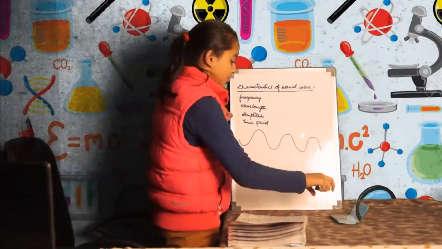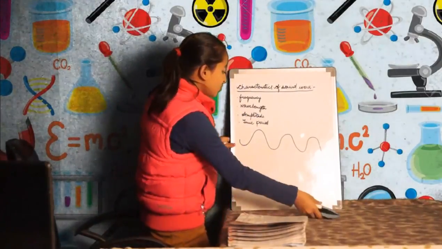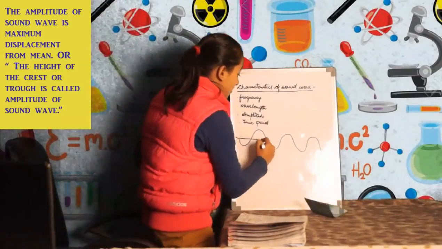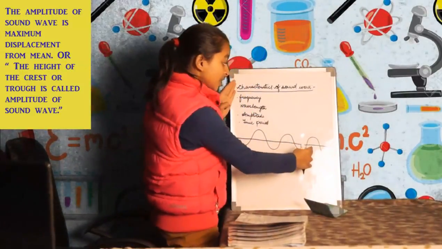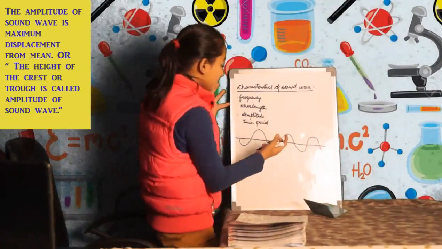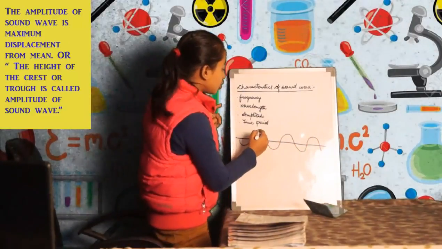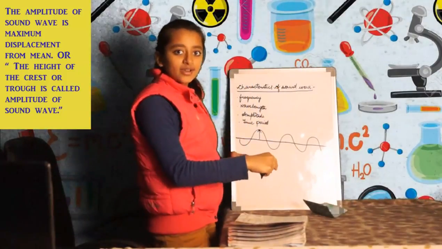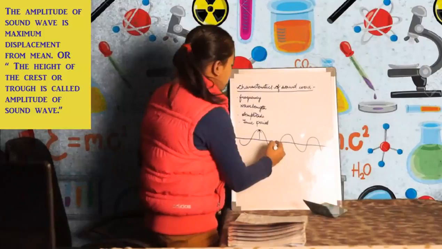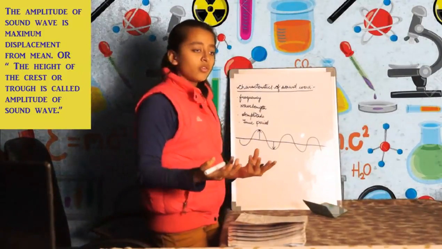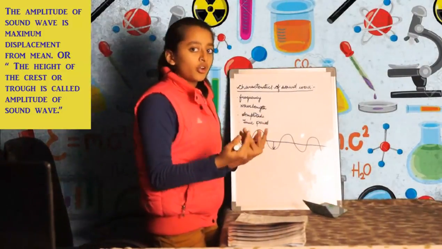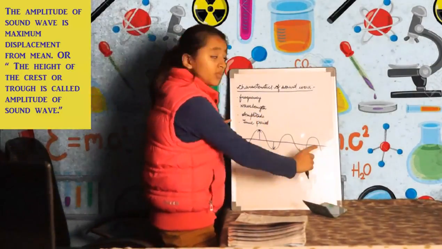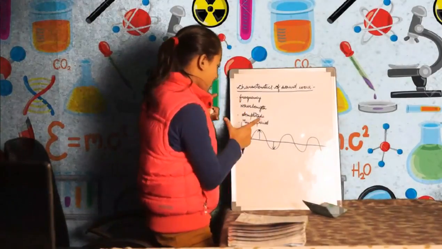Then comes our amplitude. So, amplitude is the maximum displacement from the mean. If we draw the mean here, then the maximum displacement from here to here is going to be our amplitude. It can be on the valley side as well, that is the trough side. And in a longitudinal wave, it can be in a compression or a rarefaction, depending upon the maximum disturbance from the mean value. This is going to be our amplitude.